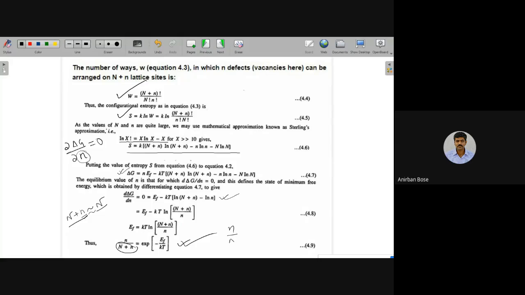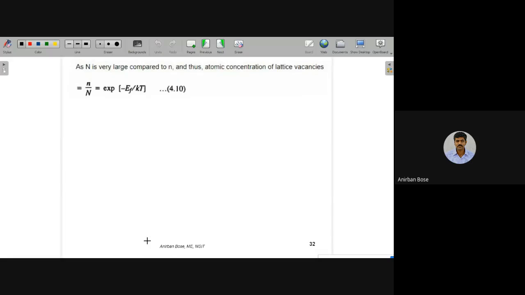So you just replace this quantity by capital N. So this will become n by capital N. Okay, so this quantity can be approximated as n by capital N, and that is equal to the exponential of this quantity. So this is the derivation of the fraction of vacancies or defects present within the material. This is the final expression.